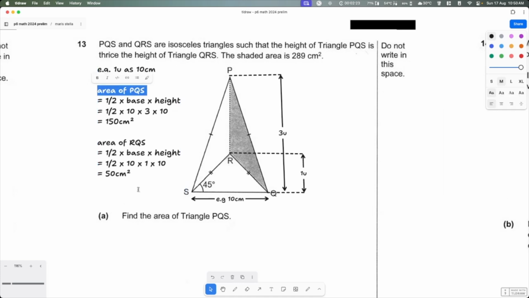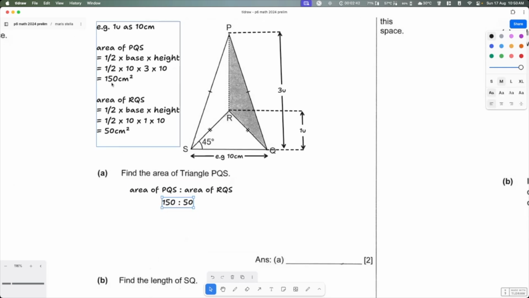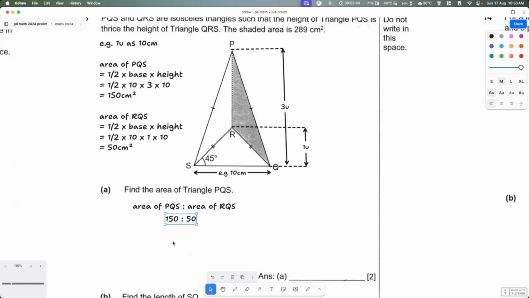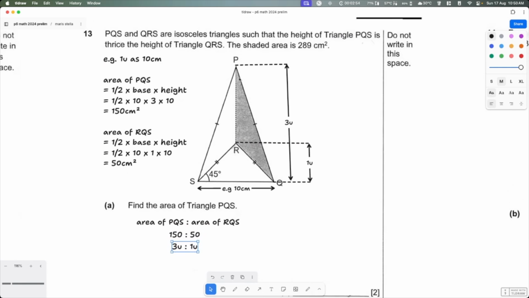Therefore, the area of PQS and the area of RQS, what do you think it is? It is 150 is to 50. So if both have the same base, usually the height is the differentiator. It will then become 3 units is to 1 unit. So that's the example that we have, 3 units and 1 unit. The thing is that this shaded area is half of the difference.